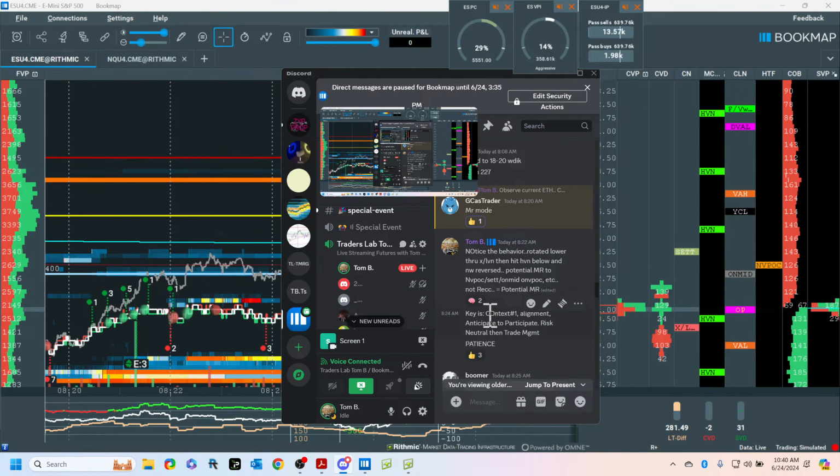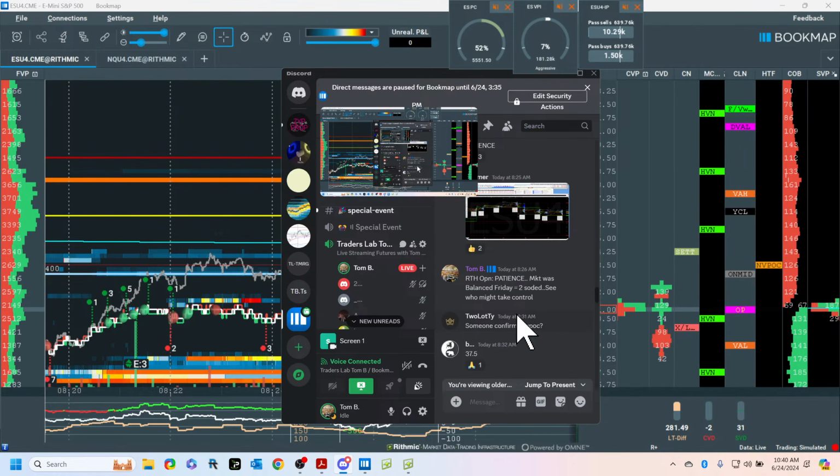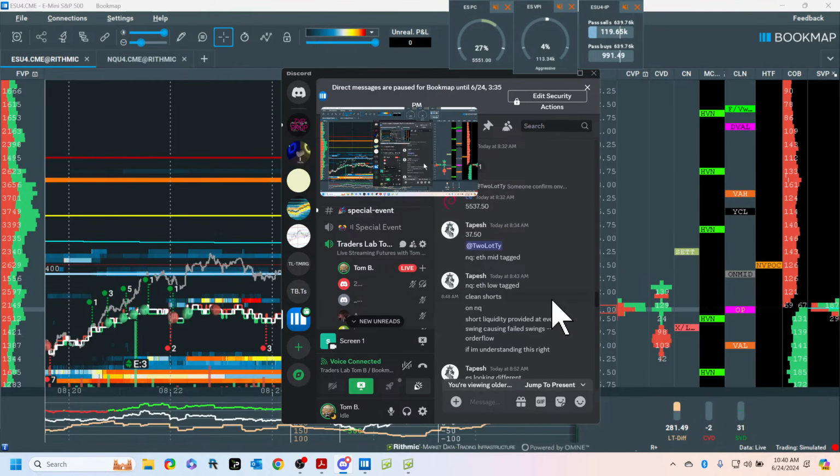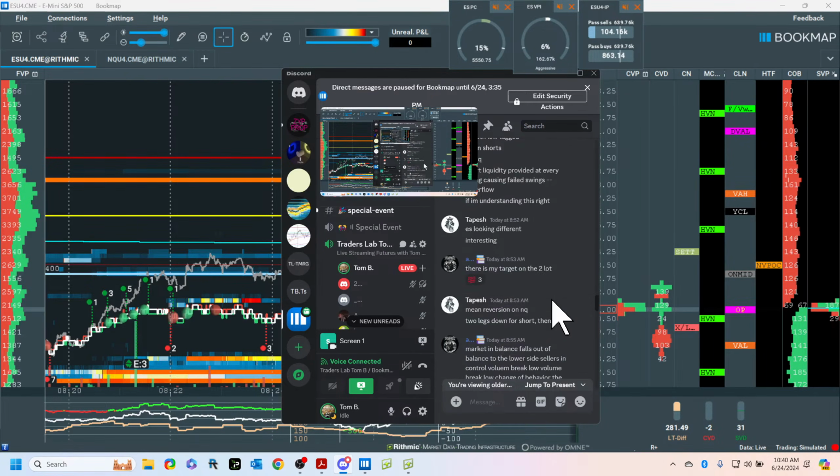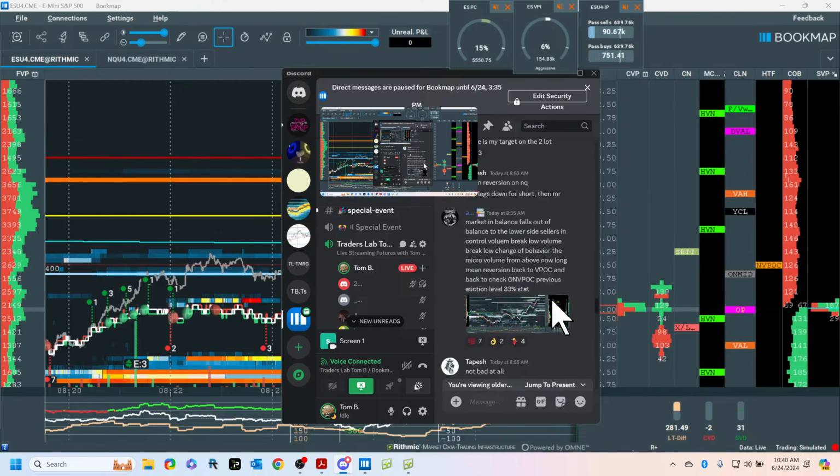The key is the context alignment, and you have to anticipate these things. This is what a trade plan is all about. Patience. The market was balanced on Friday, two-sided. See who might take control. Patience is very important, and so is a trade plan.